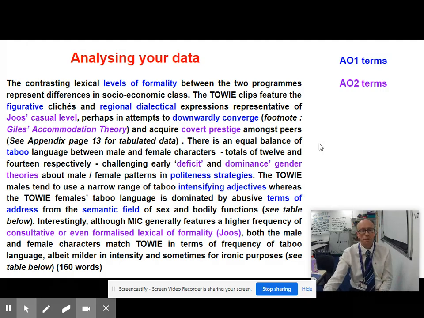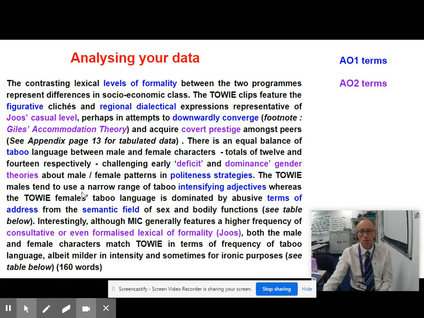There is an equal balance of taboo language between male and female characters, totals of 12 and 14 respectively, challenging early deficit and dominance gender theories about male-female patterns in politeness strategies. Okay, so that's nice. It's quantitative, so we've got actual totals put in there of 12 and 14, which is giving you supporting evidence. But it's also linking it in with AO2 knowledge, this time about gender theory and the famous sort of 4Ds that we all learn about. In this case, the deficit model of gender and the dominance model of gender.